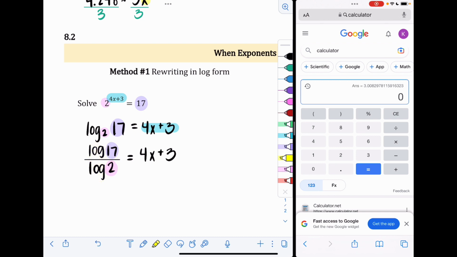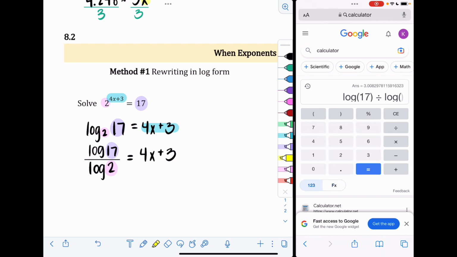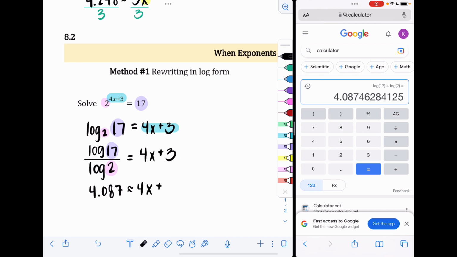So we'll do log of 17 and then close parentheses and then divided by log of 2. So it's about 4.087. So 4.087 equals 4x plus 3.